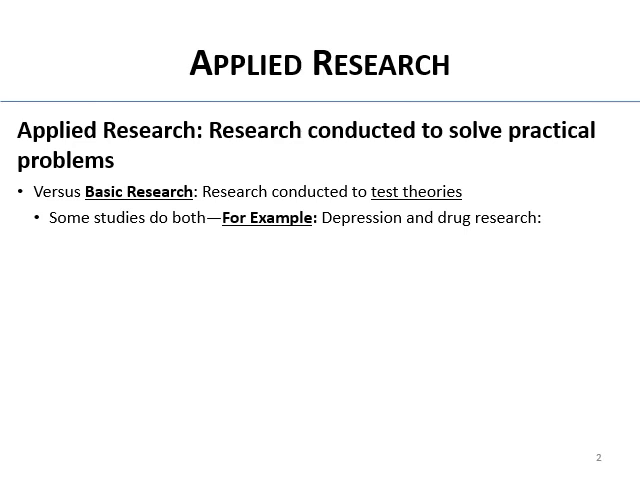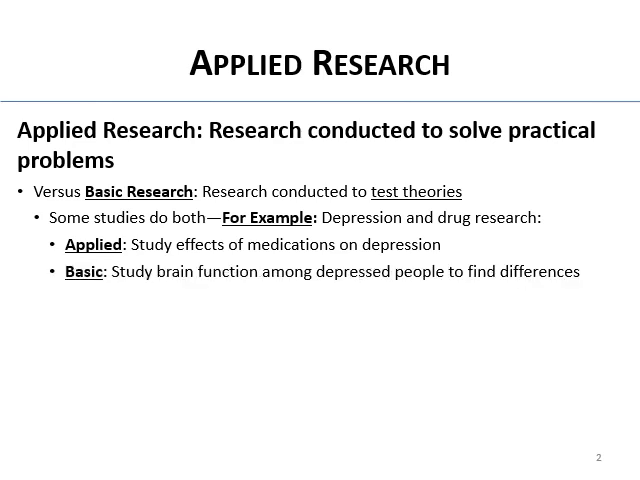So for example, looking at studies on depression and drug research, an applied study might look at the effects of medications on depression, and then a basic study might look at brain function among depressed people to find those differences, right? So the basic study again is looking at theories, causes of things. The applied research is trying to reduce depression.